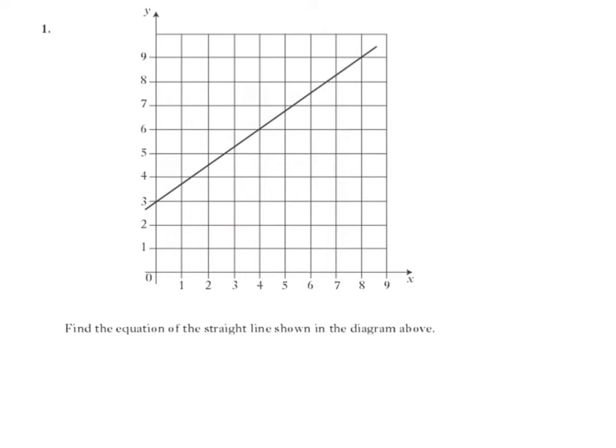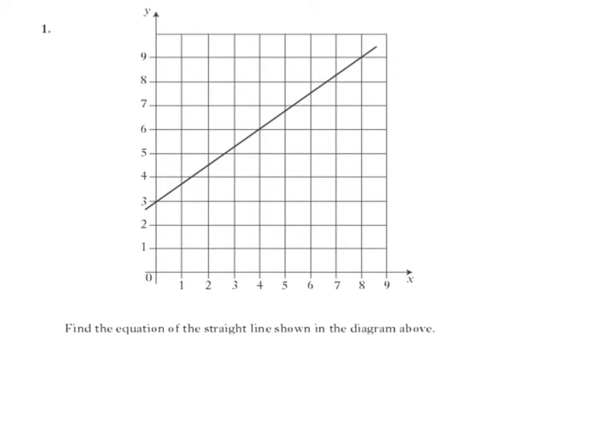This is question number 1 in the non-calculator. We're asked to find the equation of the straight line shown in the diagram above. Now, when finding the equation of the straight line, we have a choice of two to work with. y minus b equals m bracket x minus a, or y equals mx plus c.